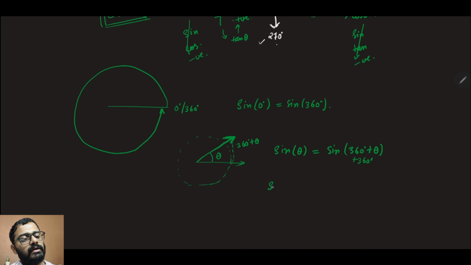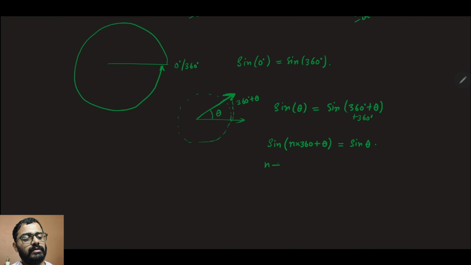We can write sine of n into 360 plus theta is equal to sine theta. Okay, and n can be any integer, but it should be an integer. 1, 2, 3, and so on, right? How am I saying this? When we completed one circle, it was 360, one only. When we completed two circles, 2 into 360 was there, so n will become 2. When it is more, it will be that integer only, right?